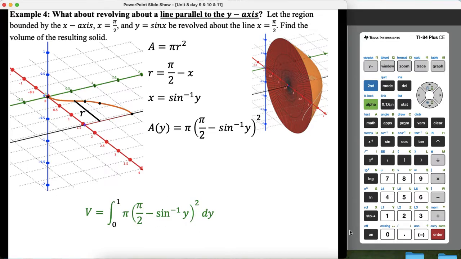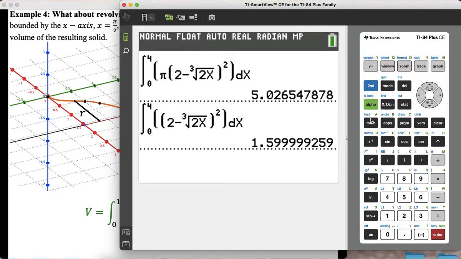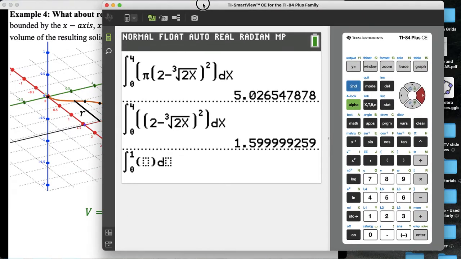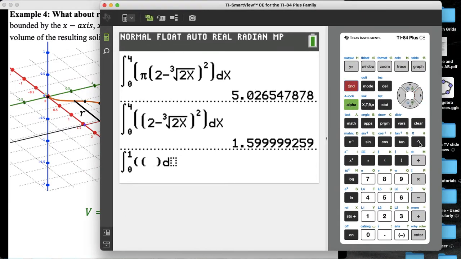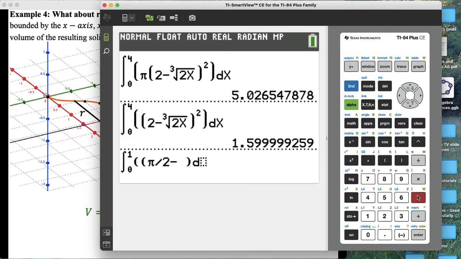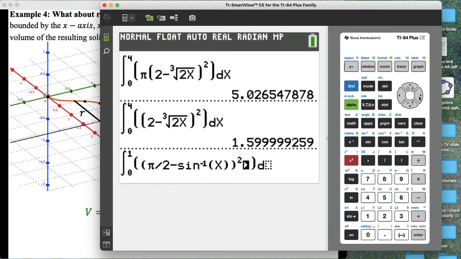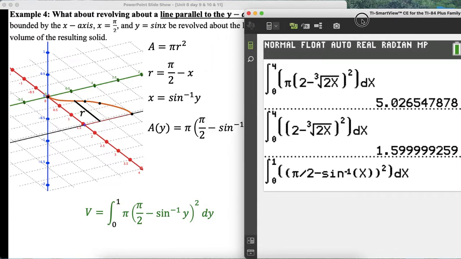And when we put that into the calculator, let's go ahead and do that. We're going to do a math 9 from 0 to 1. We have to square something, so I need some brackets. So bracket and pi divided by 2 minus inverse sine. So second sine variable, got to close my trig, got to close my radius, and I got to square it. Oops, that's not squared. Got to square it. And then I got to put my dx. There, there's my variable. So notice what I have is lacking the pi.